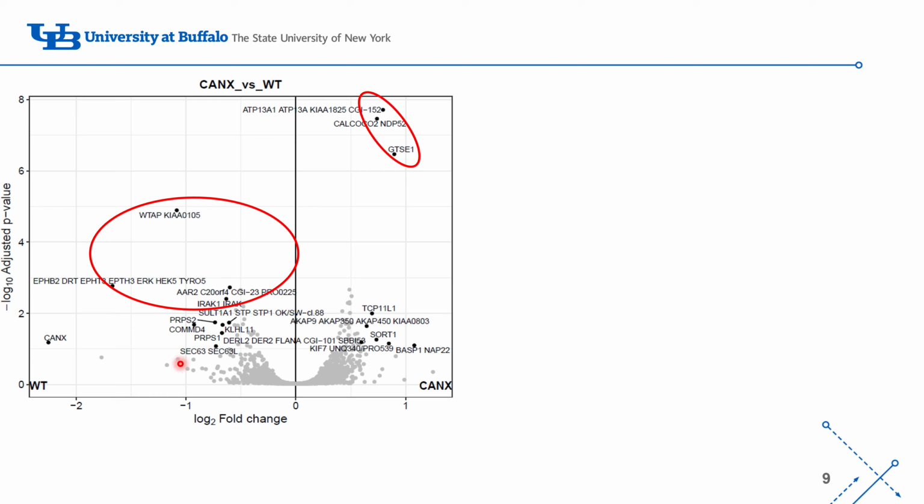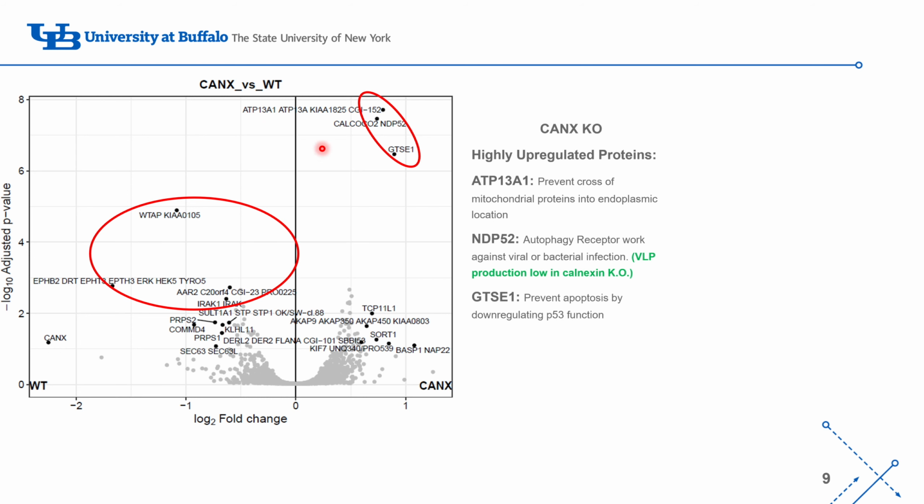So we tried to analyze some of the highly dysregulated proteins in each individual knockout so that we get some insight about the changes going on within the cells. In this figure, the volcano plot represents the calnexin knockout compared with the wild type. When we check the highly upregulated proteins within the calnexin knockout, some of them have provided us some insight into what is going on within the knockouts.